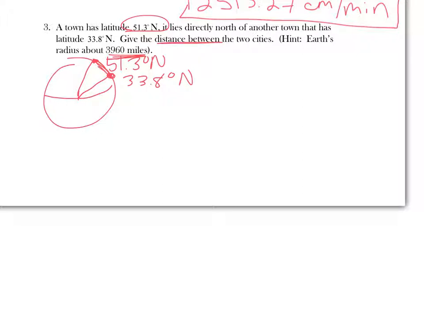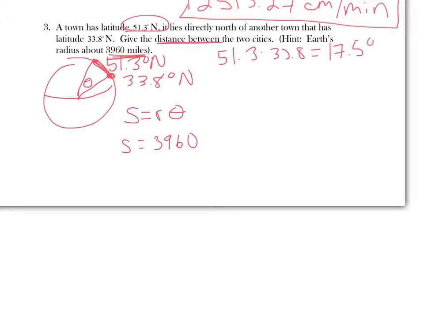So that's this distance right here. That's also my arc length, which is also the equation S equals R times theta, right? What is R? 3960. What is theta? Well, it's whatever this degree is, the difference of those, but in radians. So first you have to find the difference. 51.3 minus 33.8. And that's what, 17.5? That's still in degrees.